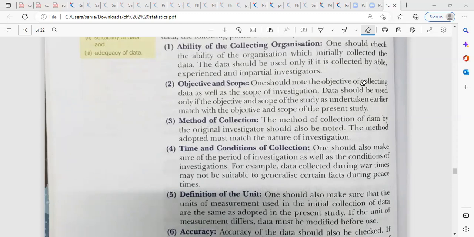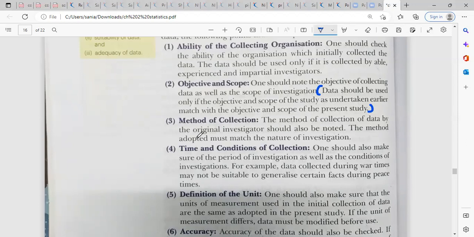One should note the objective of collecting the data as well as the scope of investigation. Data should be used only if the objective and the scope of the study undertaken earlier match with the objective and scope of the present data. Clear? So you will write it from here. You will write. Okay.